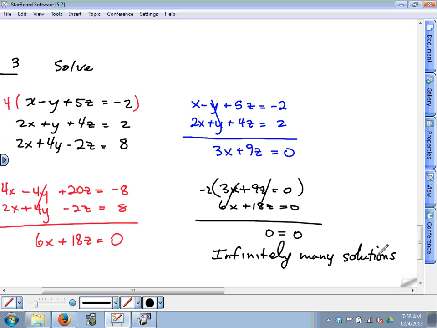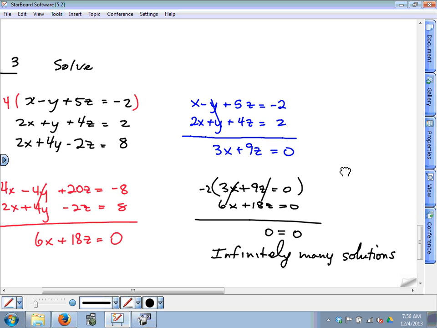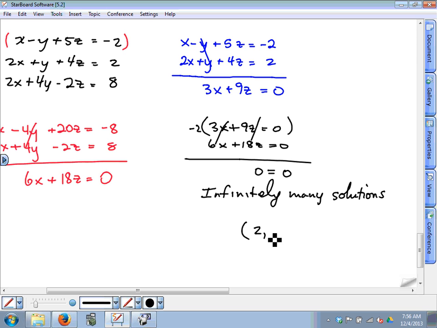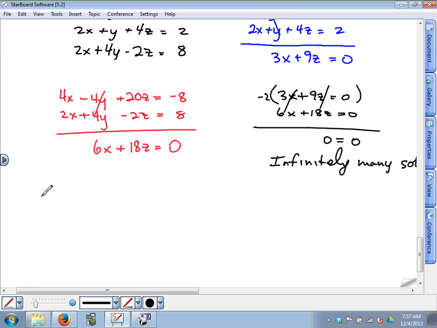Infinitely many is different than all real numbers. We can't just say, well, if there's infinitely many, then any number is a solution. That's not true. I can't just make up any ordered triple and say, okay, well, 2, 8, 10, that's got to be a solution. Well, how do we know if it's a solution? If we check this, it wouldn't work. So we can't just say any number we want is a solution. There are infinitely many, but they have to follow a particular pattern. So we have to parameterize.